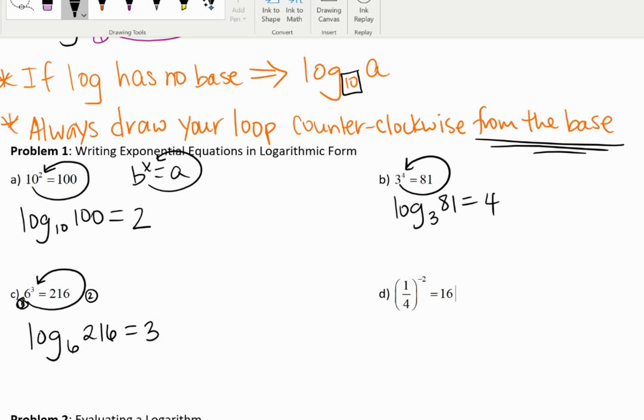And then our last one, even if we have fractions, anything like that, we'll loop. So if we want to log, we loop. So it's log, and we start with the base, so that means 1/4 is the base of 16 is equal to -2. And that's just going from exponential to our log form.